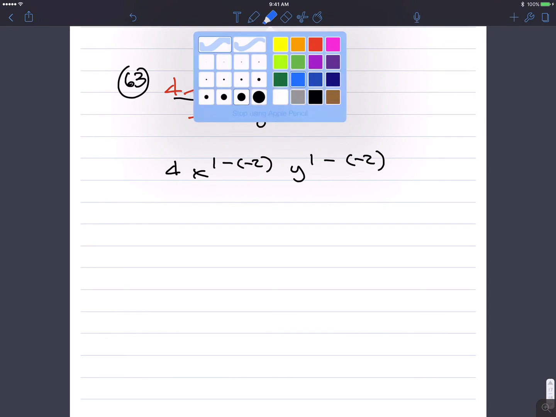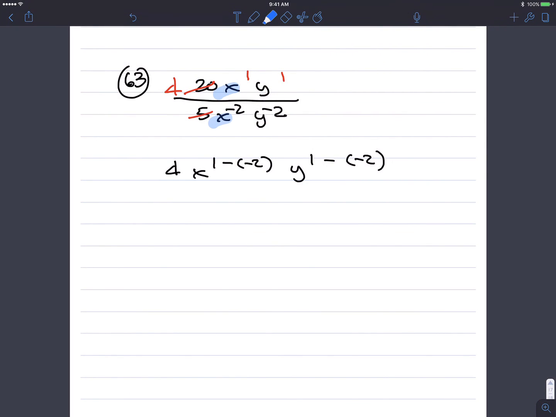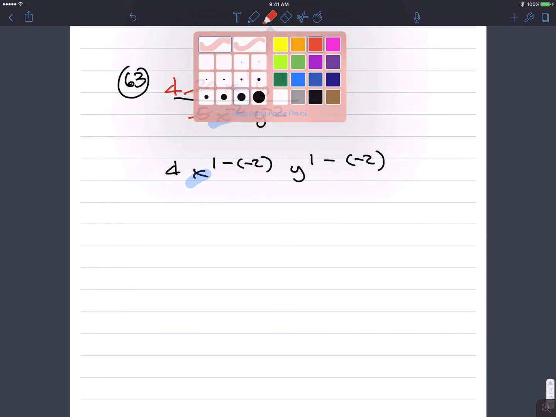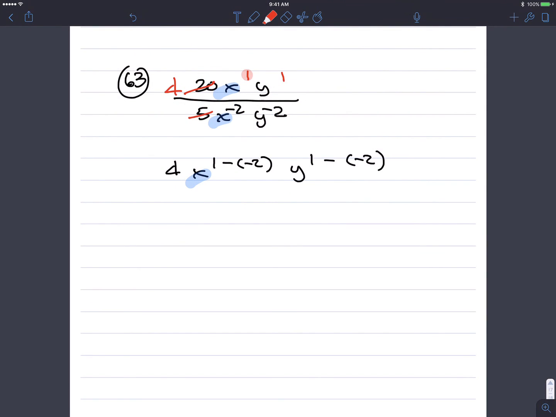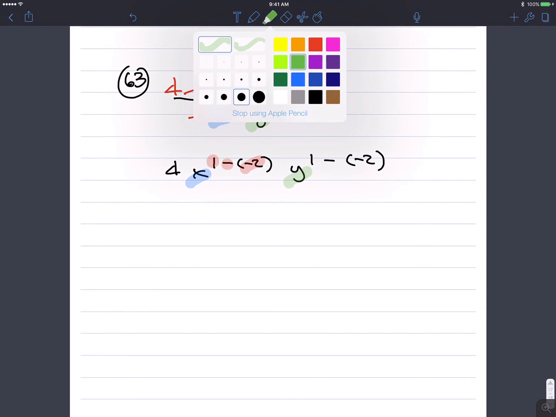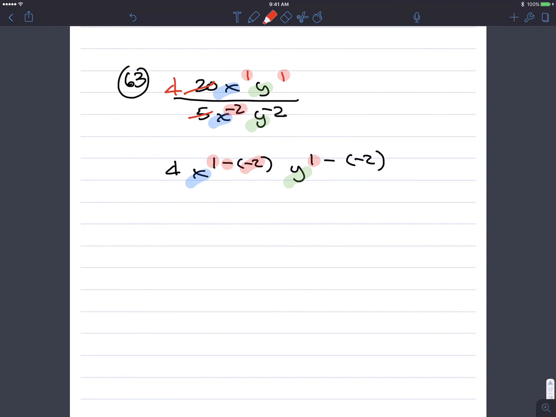Let's see why. Same base, we're dividing, keep the base. Let's look at the powers. 1, minus a negative 2. Base y, we're dividing, keep the base y. Let's look at the powers. 1, minus negative 2. 4x to the 1 minus a minus is 1 plus 2. 1 minus a minus is 1 plus 2.